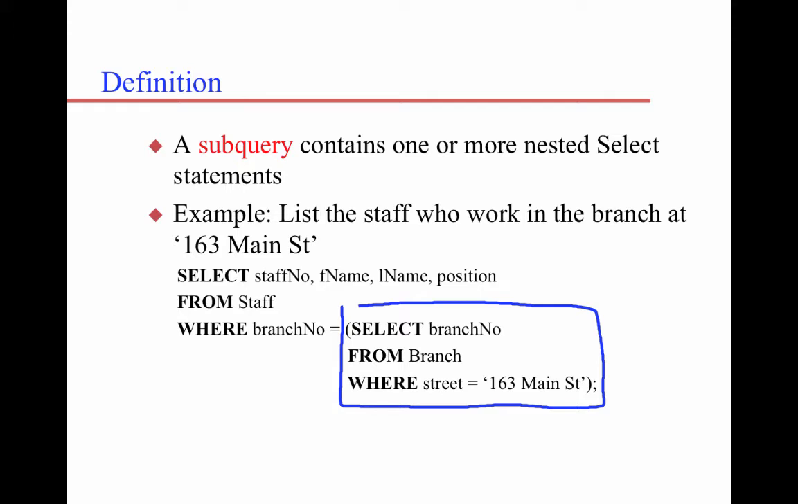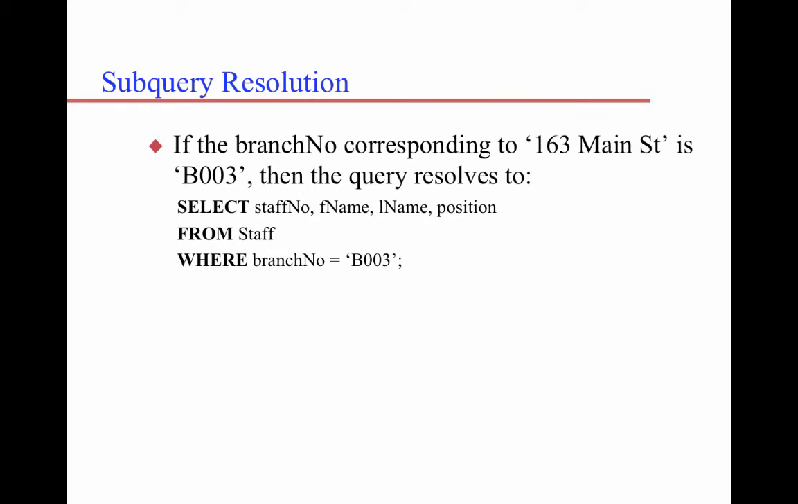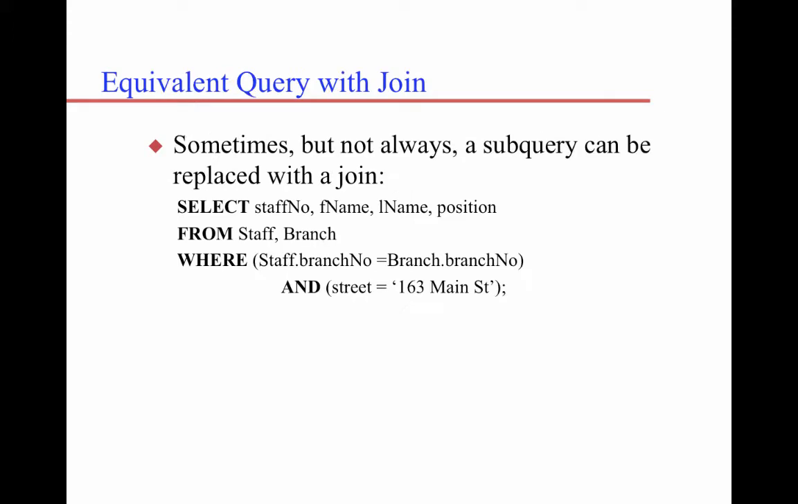The nested subqueries get evaluated from inside out, so from the most nested to least nested. So this one I've circled in blue would get evaluated first. It would evaluate to, say, B003. Then we would execute the outer query and select the staff whose branch number is equal to B003. So that's a very simple example of a subquery. And that's what the resolution looks like. So the first nested query was replaced with B003.